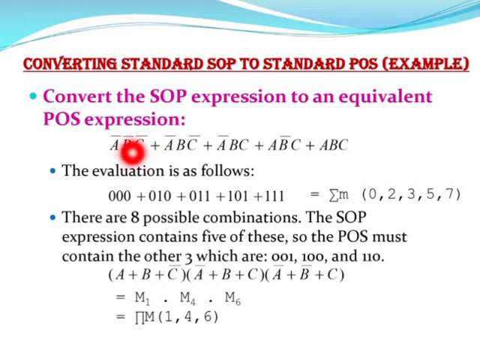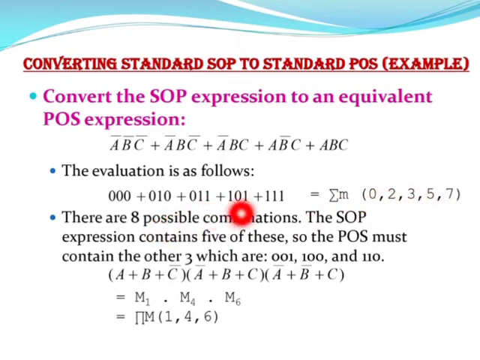So SOP means min terms. So 0 0 0. Complement means 0. Not complement means it's 1. So 0 1 0, and a bar means 0, b c is 1 1. Next is 1 0 1, and ABC is 1 1 1, which represents M0 plus M2 plus M3 plus M5 plus M7. That is sigma M 0 2 3 5 7.